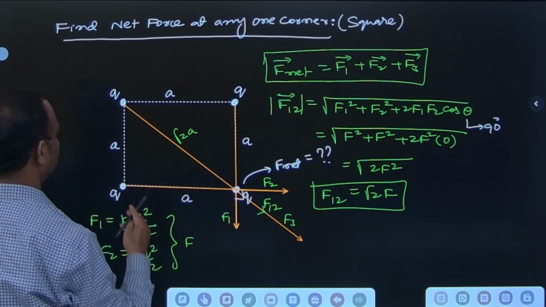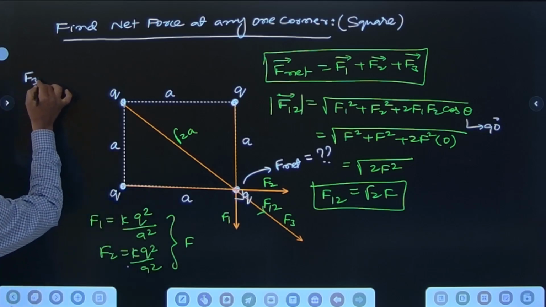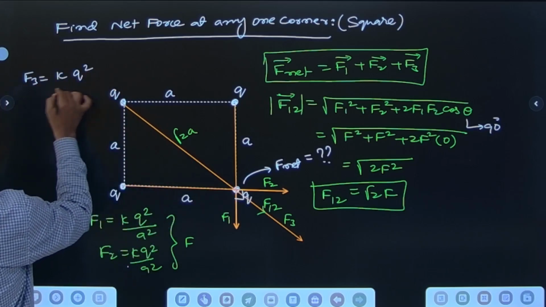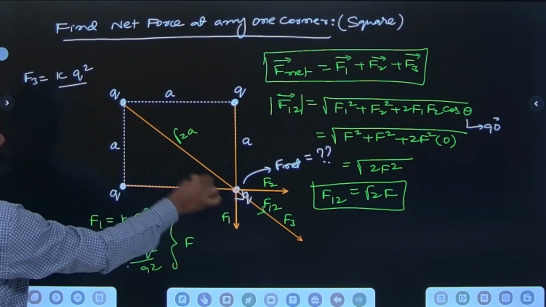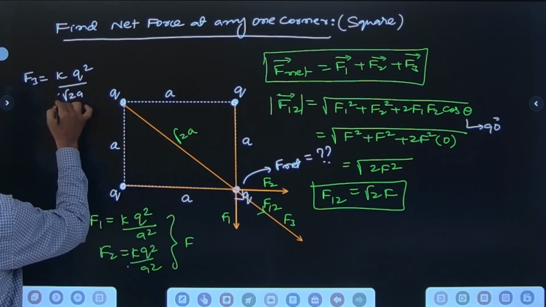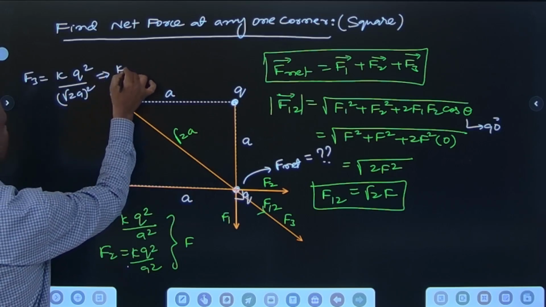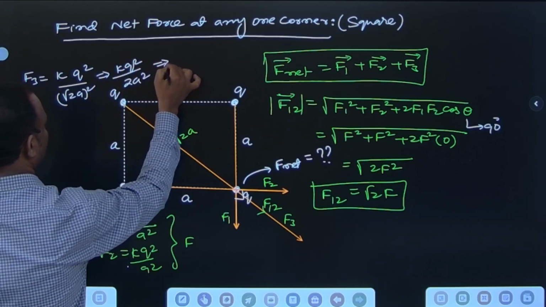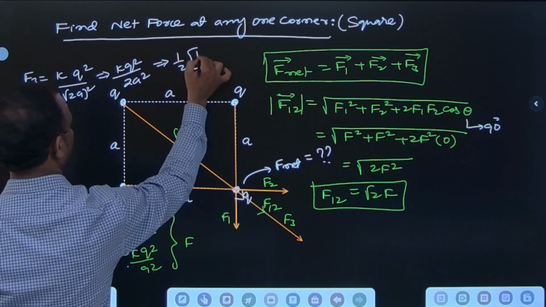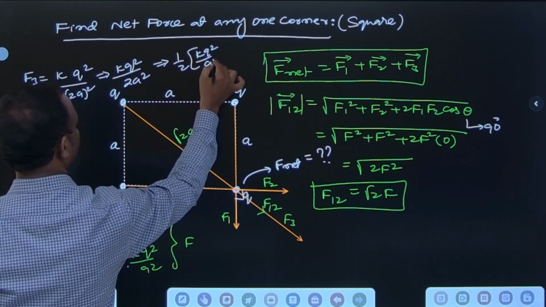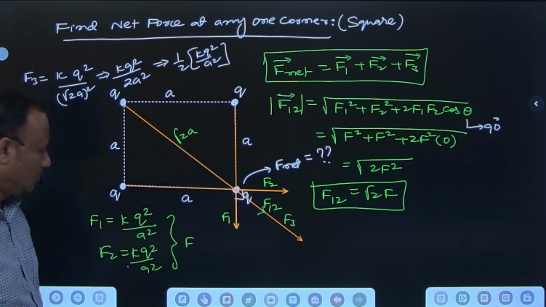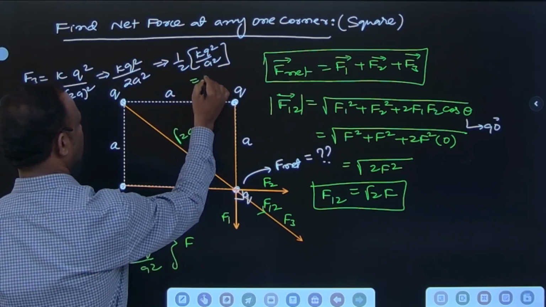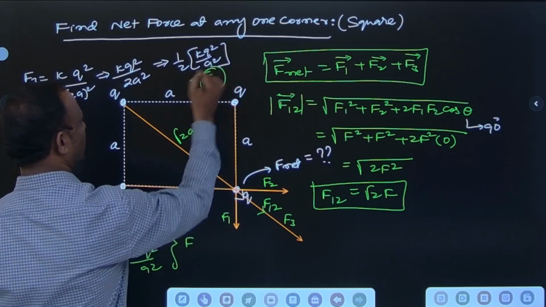Okay, so I want to find F3. How should I find this F3? My F3 is equal to K Q into Q square by the total length, root 2A, whole square. What happens now? K Q square by 2A square. This is 1 by 2 times K Q square by A square, correct? What is K Q square by A square? F. So this is F by 2, correct?